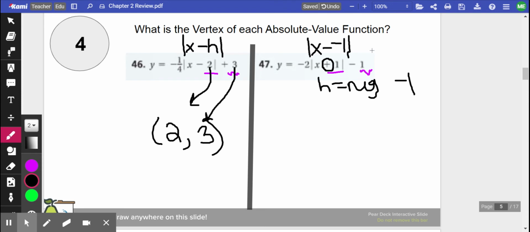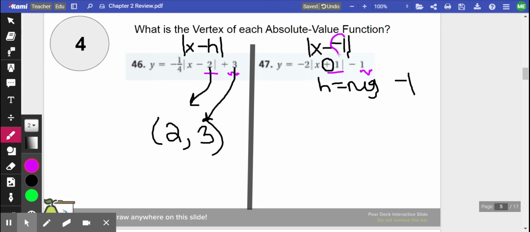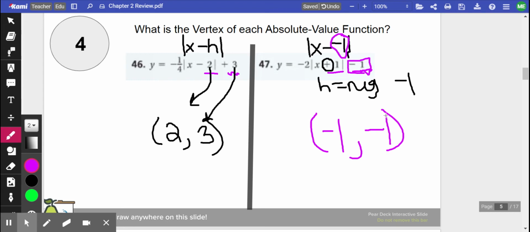So if I revert my plus sign back to a negative, I see here that x minus is part of the formula, but we have another -1 behind that x minus. So in this case, my h value for my vertex is -1. And then if you look at behind the absolute value, you see that it's -1, so that y value is also -1. So my vertex will be -1, -1.